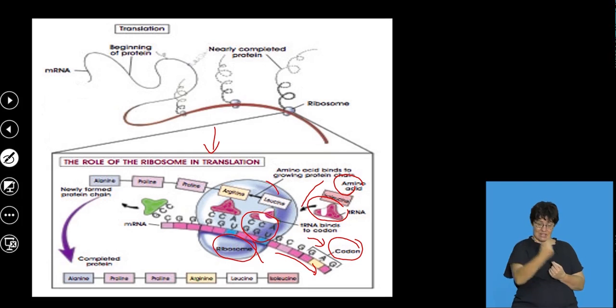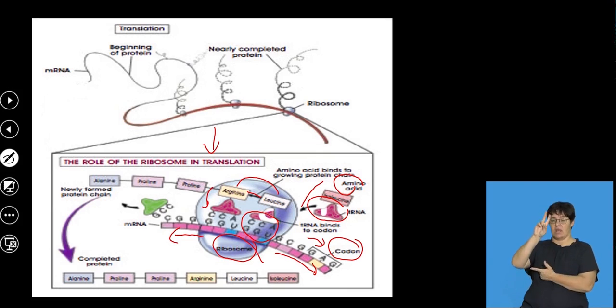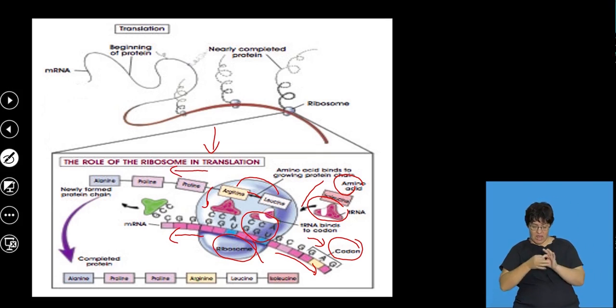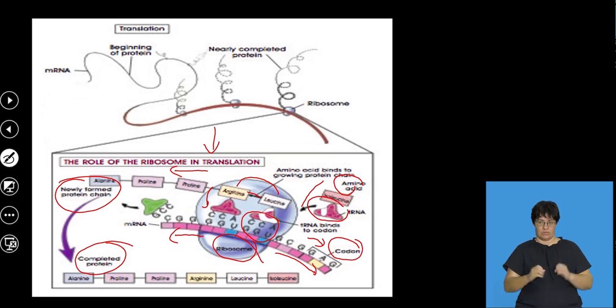Each amino acid that is brought in is connected to the previous one with a bond called a peptide bond. This process continues where the ribosome reads the mRNA, bringing in tRNA molecules with amino acids, and the length of the amino acid chain continues to grow, eventually forming what we refer to as a polypeptide chain, which is then compacted and configured into a protein molecule.